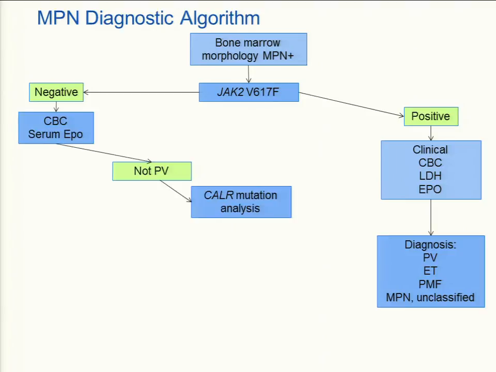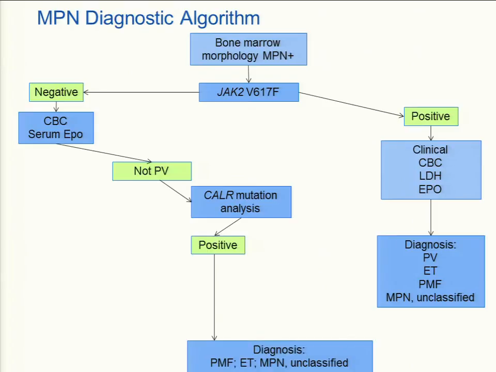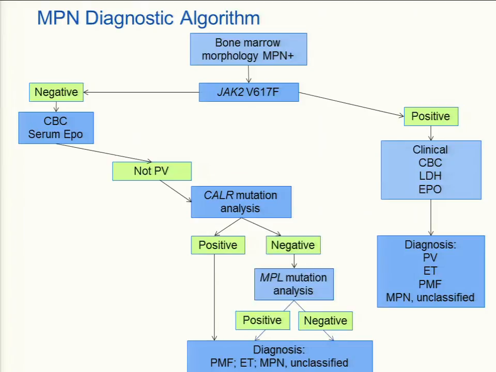Looking at the lab value, if there's no feature of PV, the next one we should do is CALR. Positive, then that helps you to reach our diagnosis here. Negative, then we should do MPL.